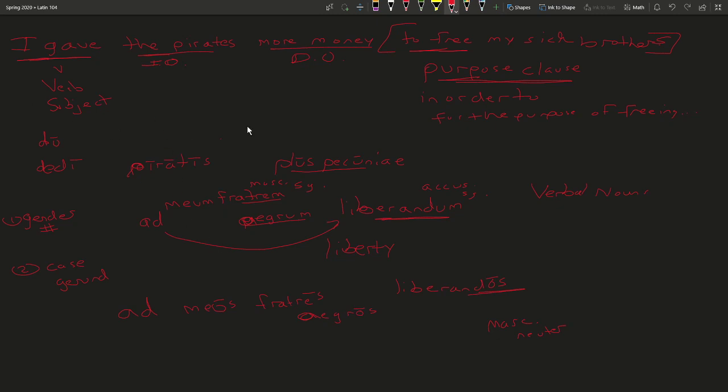So let's just talk about the overall translation then. I gave more money to the pirates for the purpose of freeing my sick brother. So this is a gerund way of saying it, but you can also do it with a gerundive: for the purpose of my sick brother to be freed, literally. But it also has the exact same translation as a gerund: for freeing my sick brother.